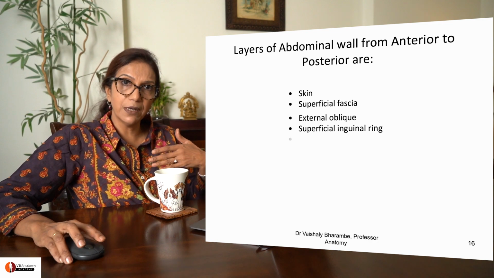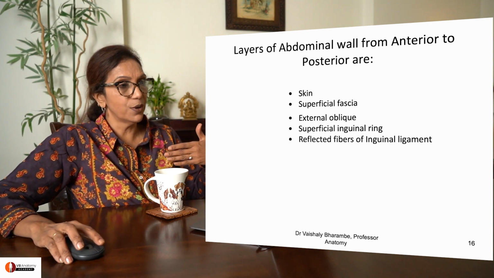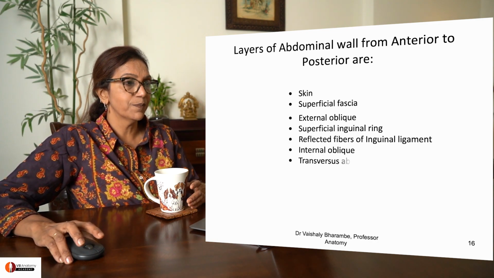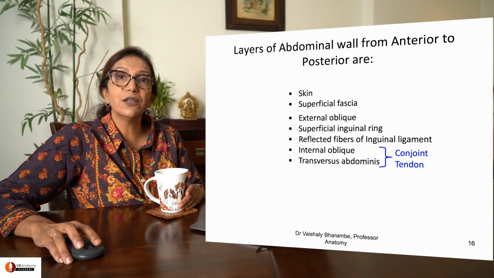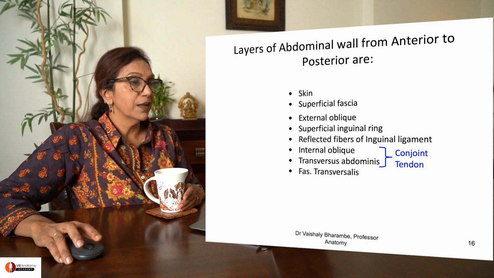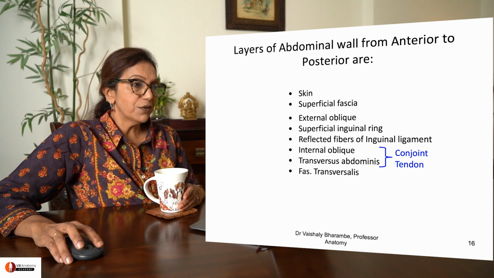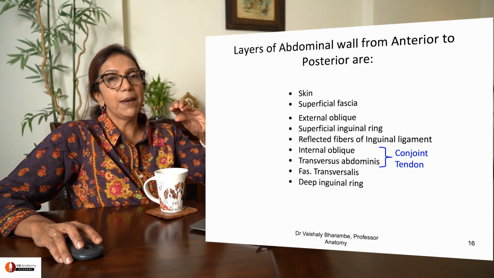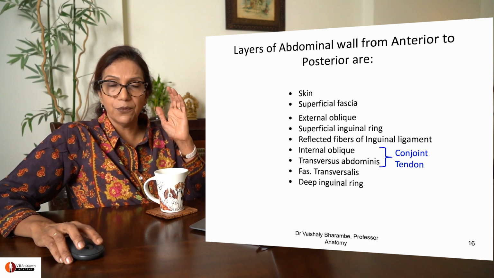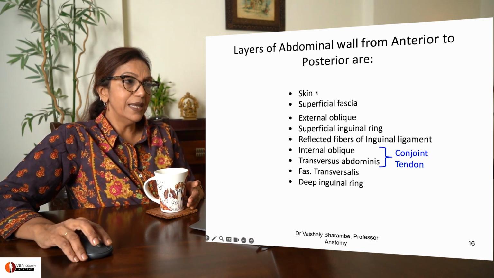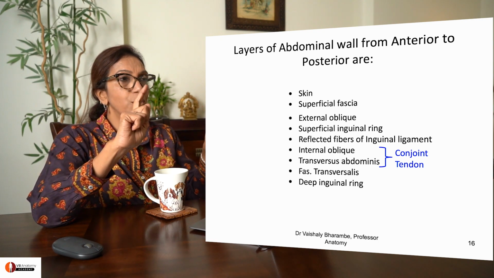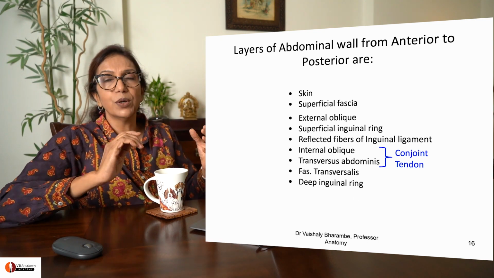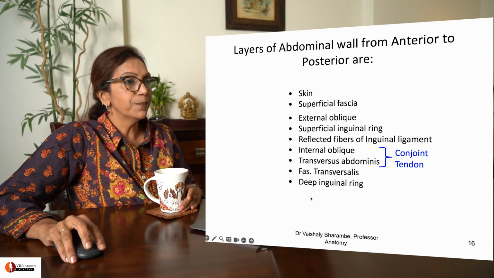Behind that, you have internal oblique. Behind that, you have transversus abdominis. Behind that, the two muscles together form conjoint tendon. Behind this, you have fascia transversalis with a gap in it called the deep inguinal ring. Okay. So, these are the layers. I want you to just look at this, learn it up in your brain, because later on, this is what we're going to discuss.